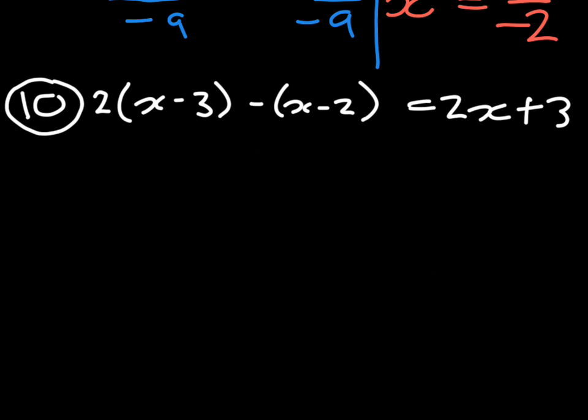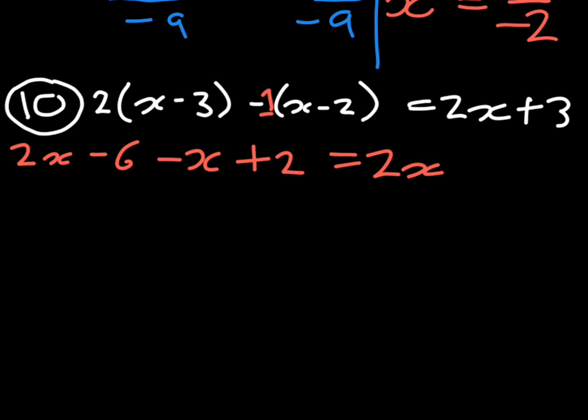For question 10, we have 2 times x minus 3 minus x minus 2 equals 2x plus 3. So we multiply into the brackets, and we get 2 times x gives us 2x. 2 times minus 3 is minus 6. Then we'll have minus, remember there's an invisible 1 over there, so we have minus x and plus 2. This equals 2x plus 3.